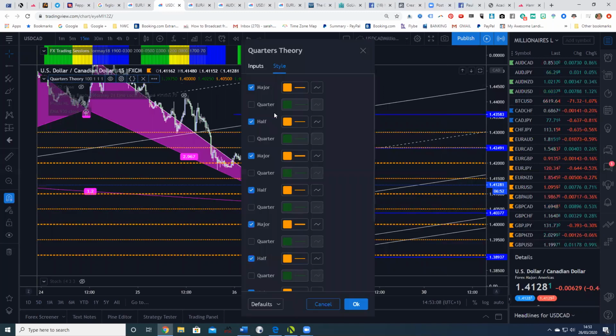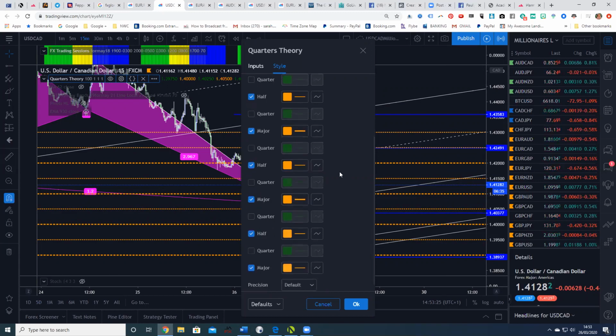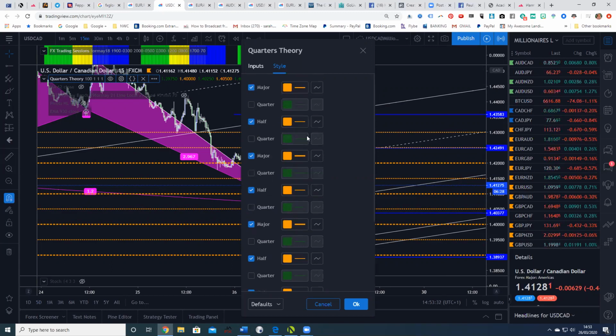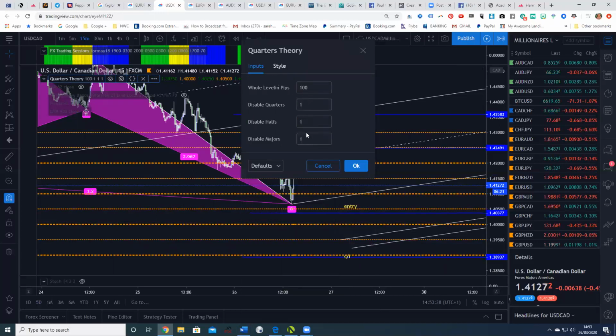So perversely what you do is uncheck each quarter. We don't use that, we just use the half and the major, which gives us the 50 pip intervals, and make them all the same color. The reason I make them all the same color is because psychologically, if you made them different colors, you would attach more weight to one line than another, and they are all equal. So make them all the same color, I make them orange. And then under inputs, it's just 100, 111, if you want to take a screenshot of that.